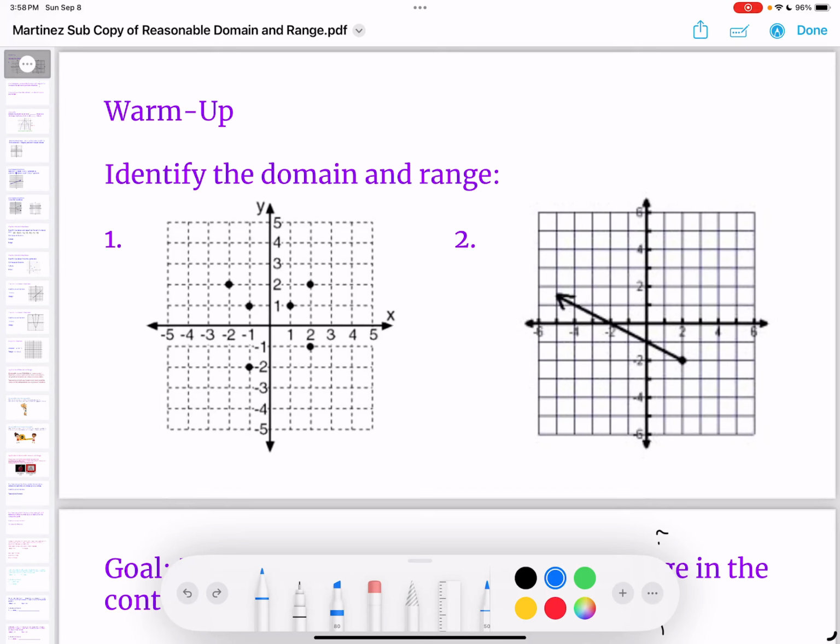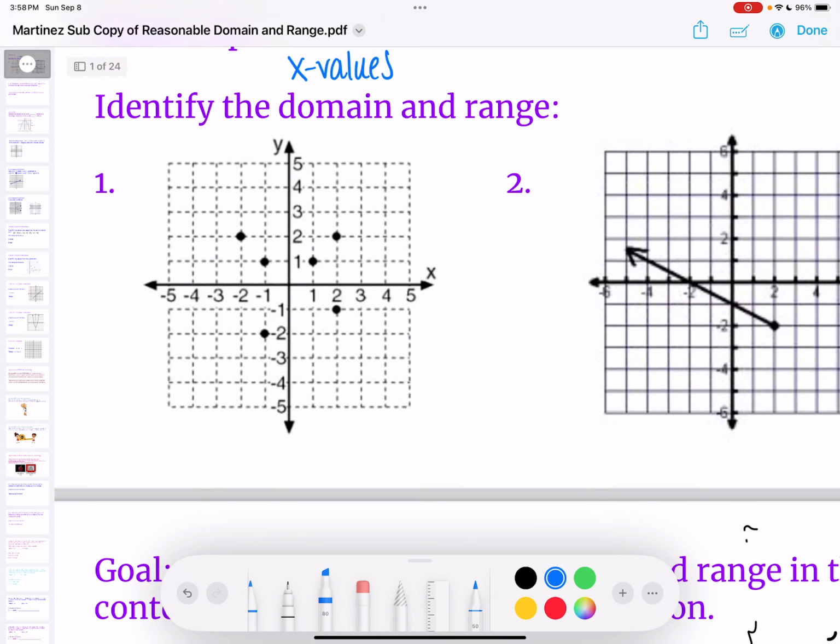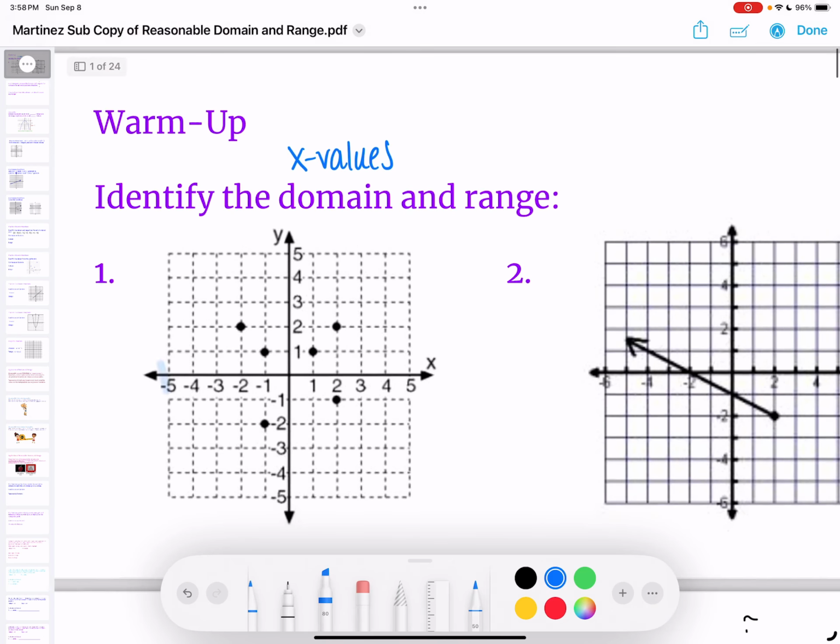So we'll start off with the warm-up. Identify the domain and range. So domain is going to represent the x values. So all of these values along here, okay? Range is going to represent all the y values. So all the values along here.